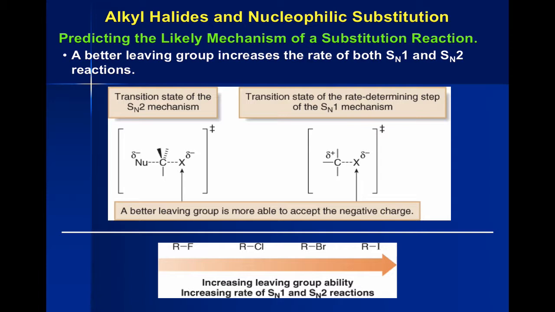However, that doesn't tell us whether or not we're going to have an SN1 or an SN2, because it turns out that better leaving groups favor both SN1 and SN2.